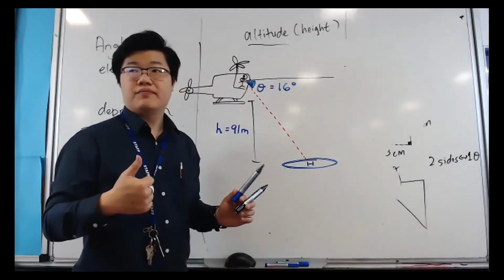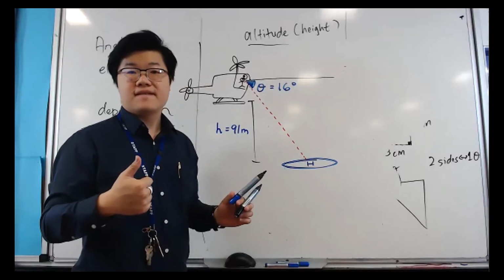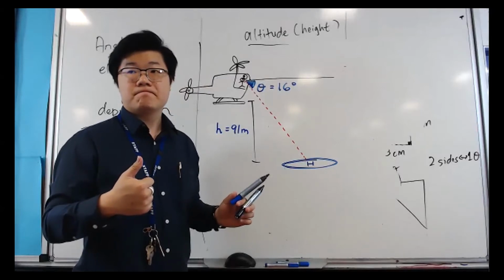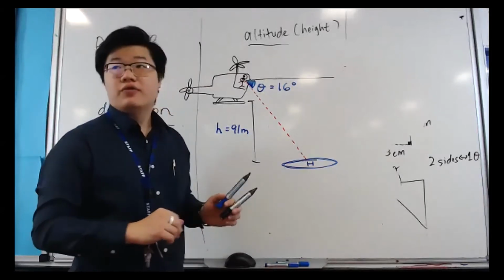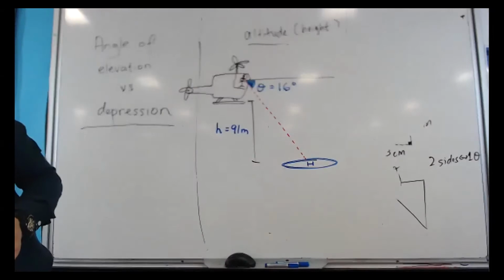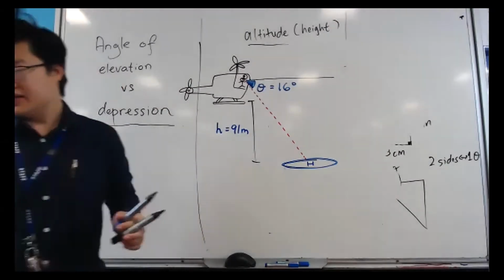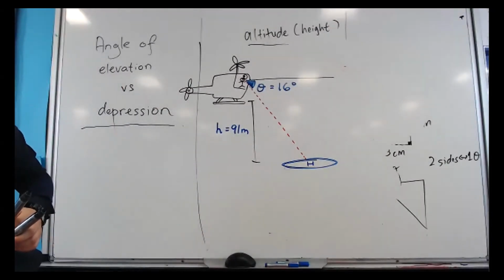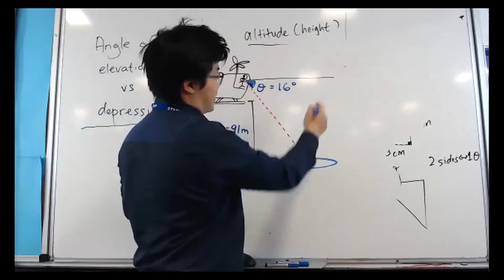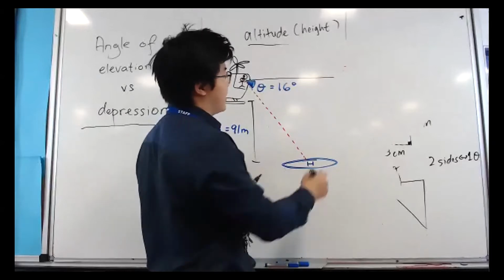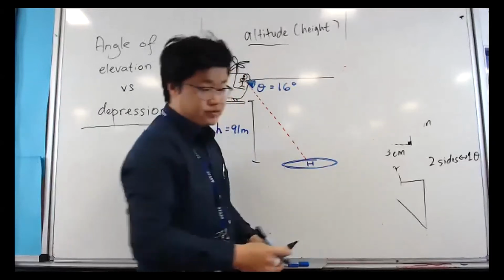Are we following? Yeah? Denise said yes? Okay, so from there, what can you see? Do you see a right angle? So you can actually form a right angle triangle, right?